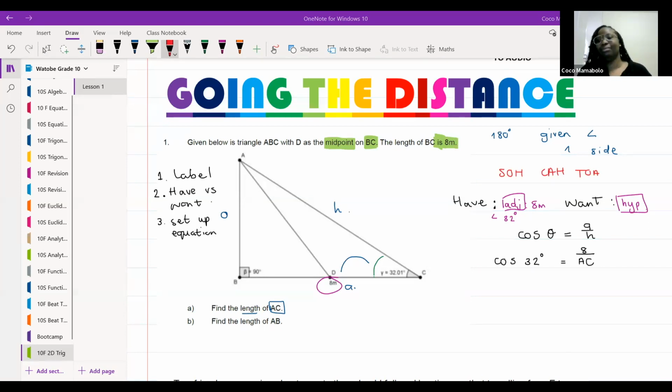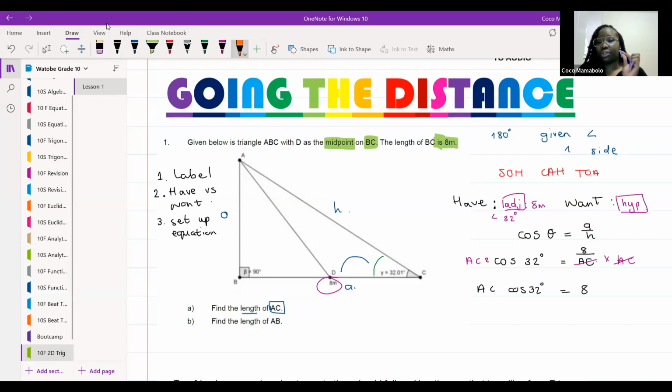Multiply both sides by AC. Good. We're going to multiply both sides by AC, because I want to get AC out of the denominator. I don't like it being in the denominator. Good. So now I've got AC times cos of 32 degrees is equal to 8. I still want AC on its own. What's my next step?